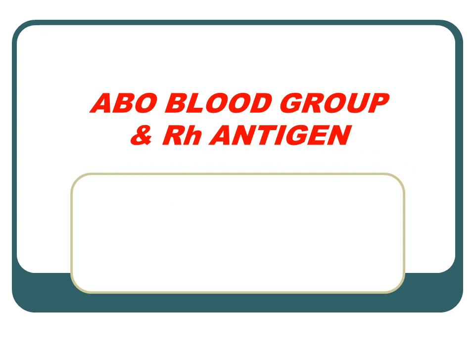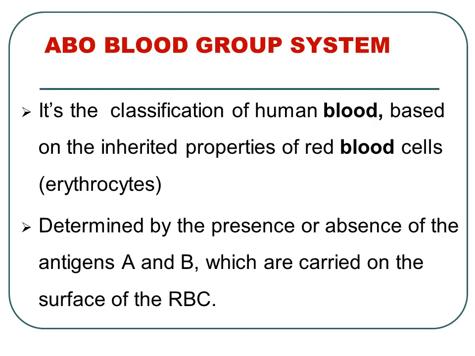ABO Blood Group and Rh Antigen. We are going to discuss today the ABO Blood Group System. It is the classification of human blood based on the inherited properties of red blood cells, which is the erythrocyte, determined by the presence or absence of the antigens A and B, which are carried on the surface of the red blood cell.